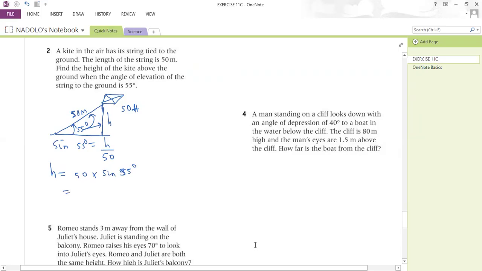I'm just going to use a hand calculator I have. For questions that require complex use of the GDC, I will be using that. But this one you can multiply directly using your calculator. So I get my answer as 40.957602221. To three significant figures, that should be 41.0 meters. So find the height of the kite: the kite is 41.0 meters above the ground.